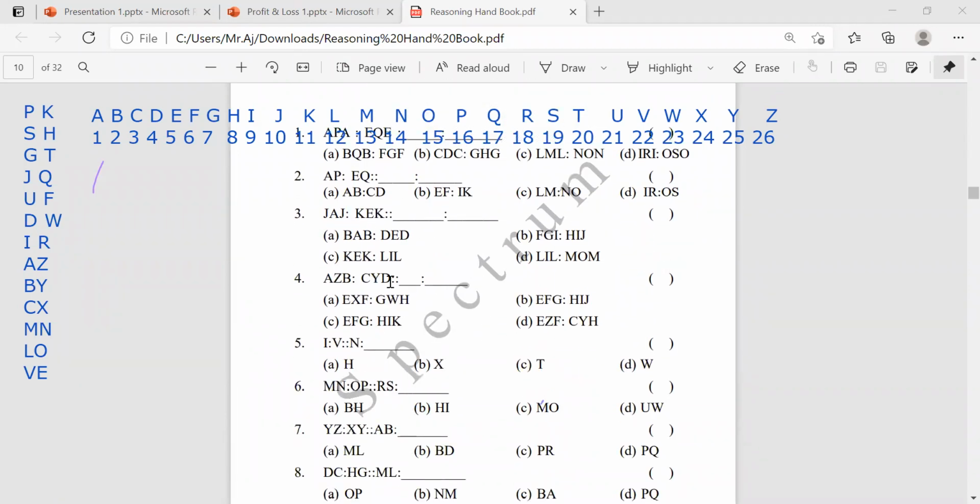A, Z, B, C, Y, D. See, A, Z: one is from the starting, one is from the ending, and another one is from the starting. Otherwise C, Y, D they gave, and then next E, X, F they gave, and G, W, H they gave. Okay, super. Nice answer. So the fourth one is A, right answer. And the fifth one, say, what is the fifth one?